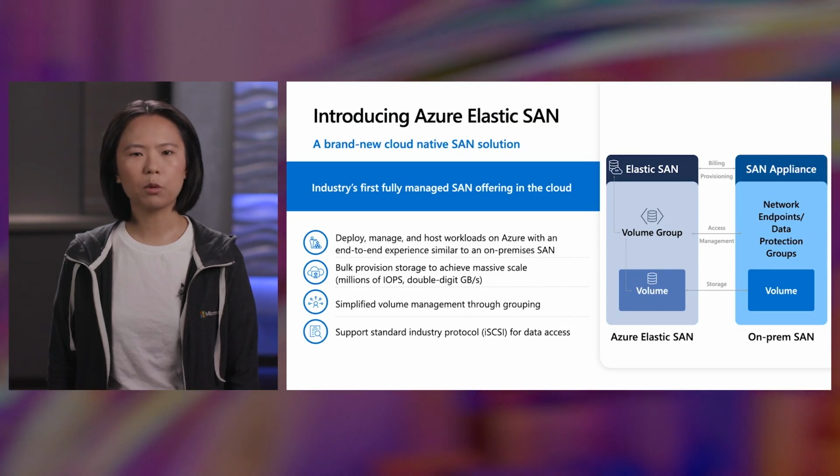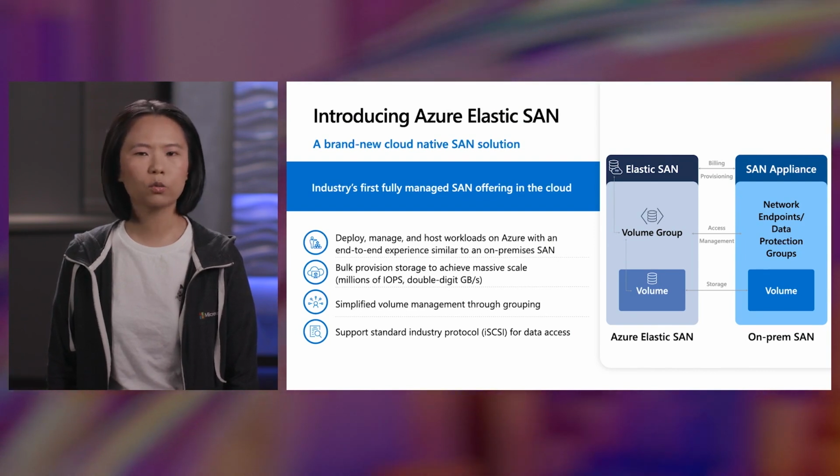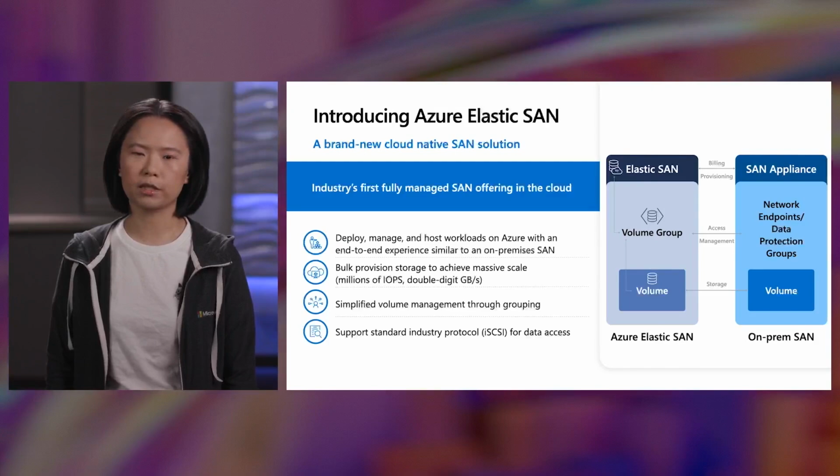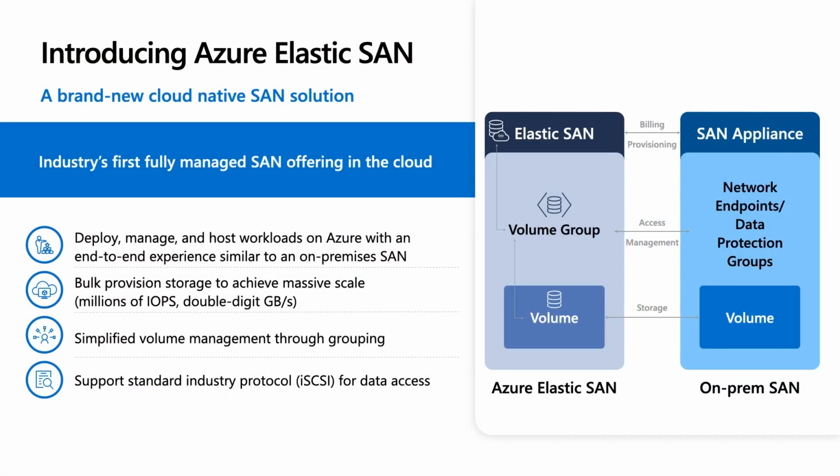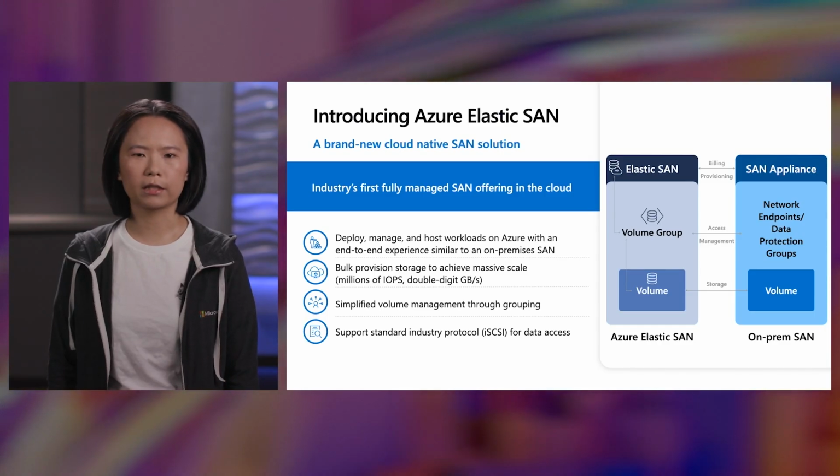Azure Elastic SAN enables customers to deploy, manage, and host workloads on Azure with an end-to-end experience similar to on-prem and reduce adoption friction. You can provision storage at the SAN level and achieve massive scale in millions of IOPS and double-digit gigabytes per second. We are the first in cloud to push the scale limit to millions of IOPS on a single storage entity. By introducing the volume group concept, we simplify the volume management experience. It enables users to apply configuration changes at the group level, significantly reducing the management overhead.